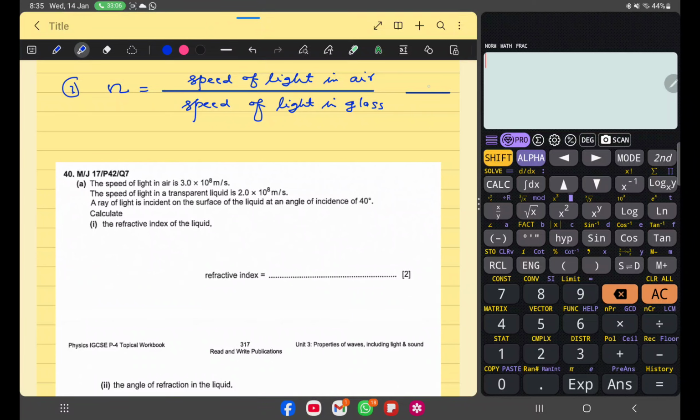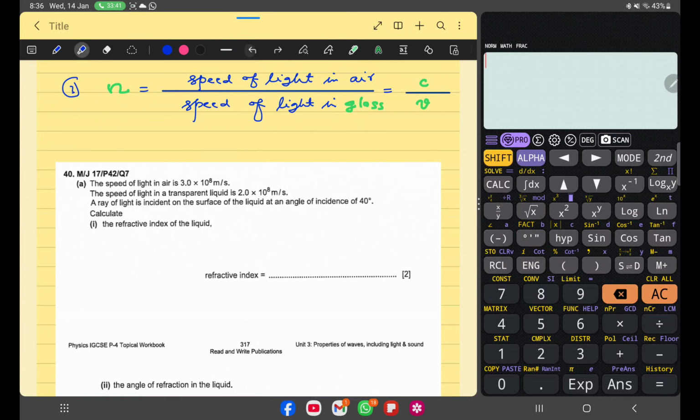Obviously, speed of light in air is always denoted by small c. In physics, small c means speed of light in air. You know a very famous equation, E is equal to mc squared. So this c always represents the speed of light in air, divided by the speed of light in glass, which is v. So this is the new formula which I am going to use in the next question.